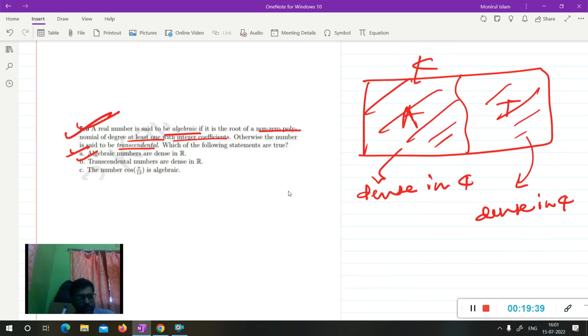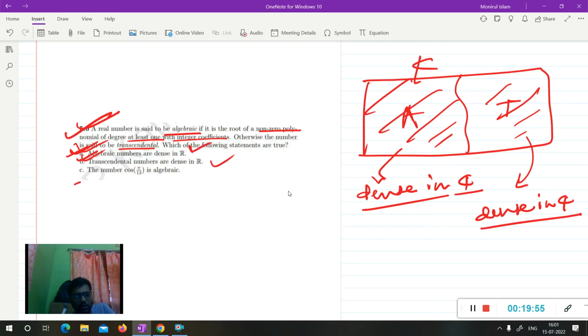Okay, you have to remember this. No need to prove this. If you prove it, it will take a long time. So I am not proving it now. And the set of algebraic numbers is dense in C, the set of transcendental numbers is also dense in C. So both are correct.